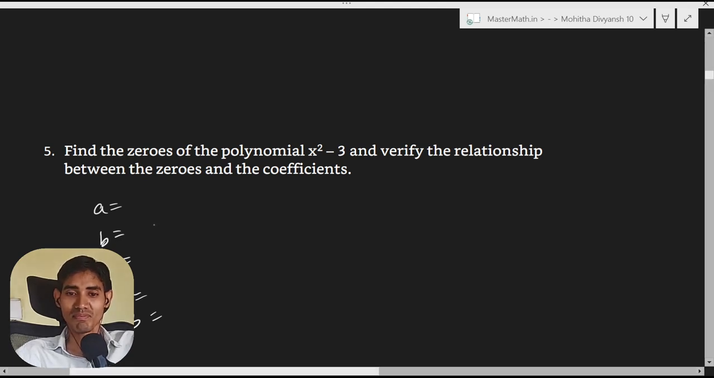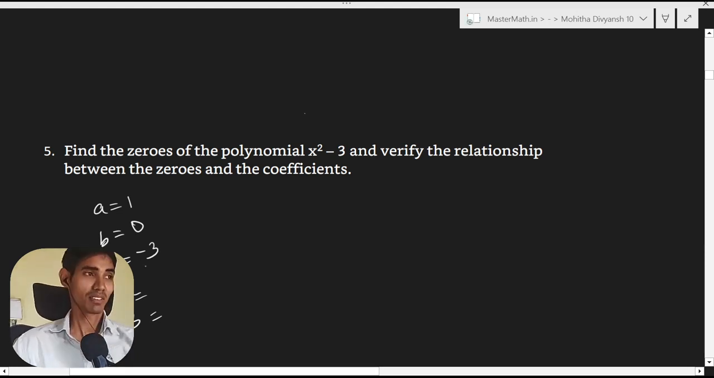The splitting of the middle term and so on, right? There is no middle term in this. Okay, what is the A value? A value is 1, B value is 0, okay. C value is negative 3.